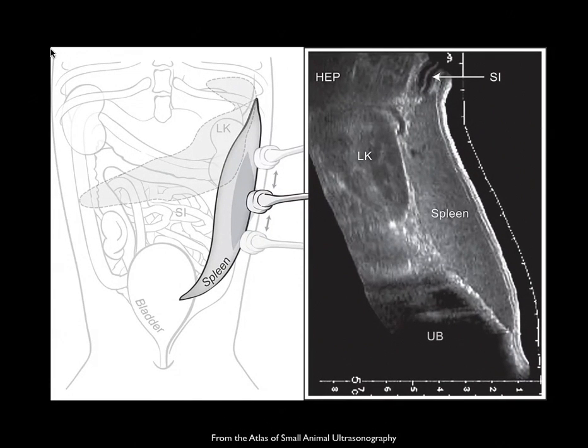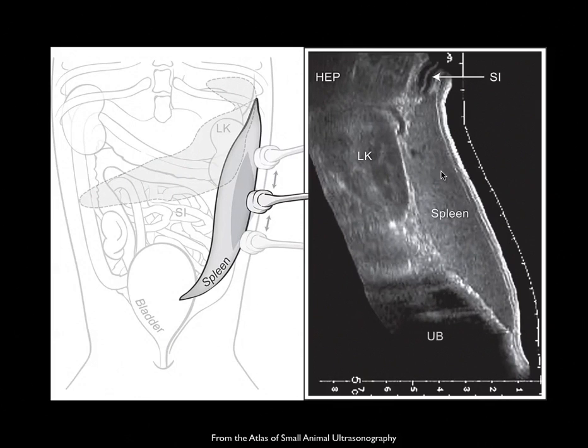On this schematic drawing, the spleen is displayed along the left abdominal wall. Occasionally, the spleen is displayed transversely to the spine, especially in large or deep-chested dogs. The panoramic image of the spleen on the right shows the long axis of the spleen as it lays lateral to the left kidney and can reach up to the bladder region.